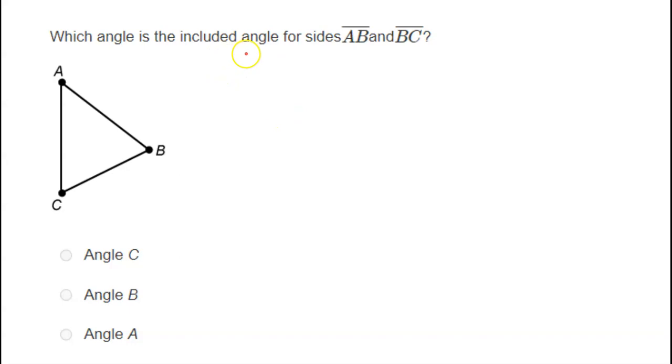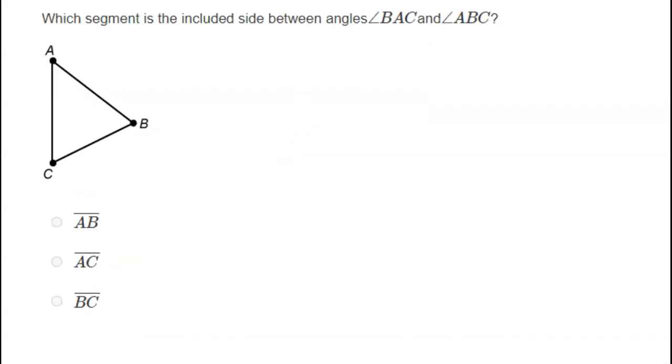Which angle is the included angle for sides AB and BC? We'll go ahead and trace line segment AB and trace line segment BC. Notice that the included angle is the one that connects them. It's also the end point that they both share.